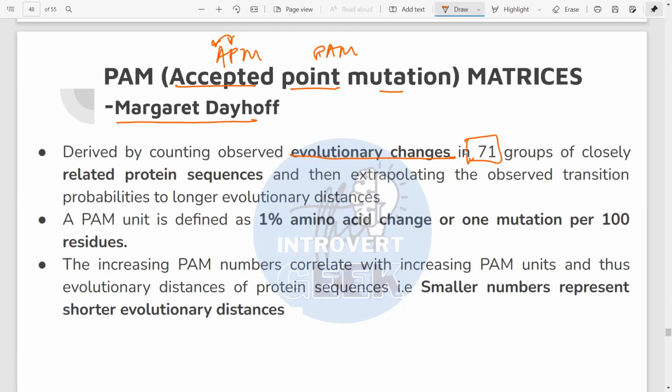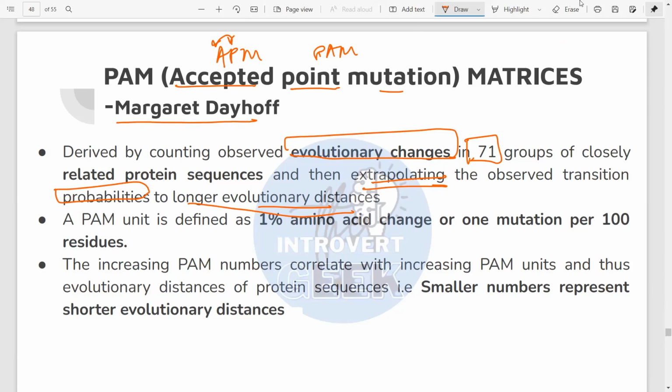What Margaret Dayhoff did is she looked at 71 related proteins and saw the evolutionary change. That is, she saw the substitutions in the amino acids and extrapolated these data into probabilities that you see in the matrix given below. These probabilities were then correlated to the evolutionary distance. The evolutionary distance is given in terms of a PAM unit.